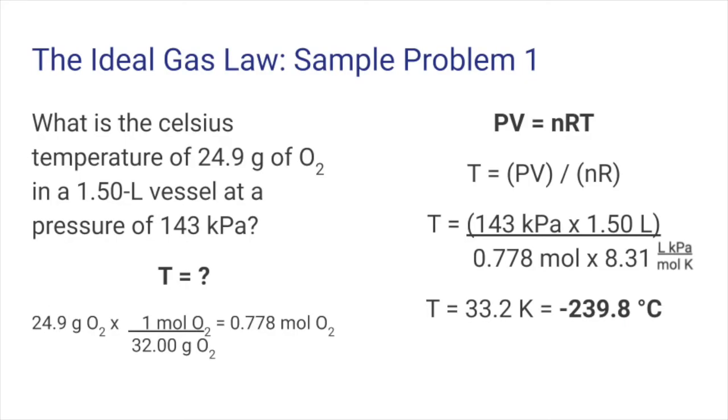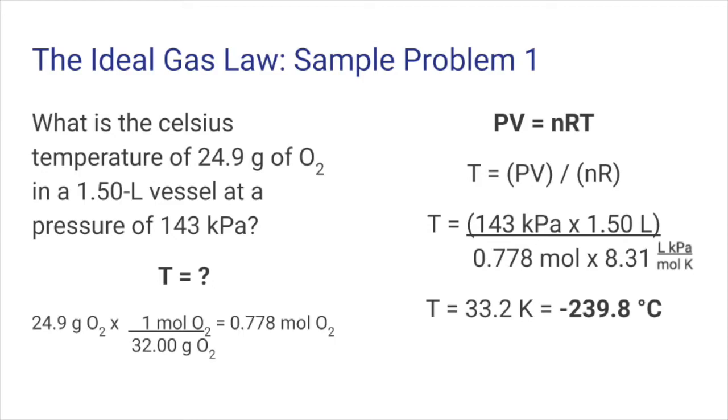To solve this problem, we're going to need to find T from PV equals nRT. We've got V in liters, so that's good to go. We've got pressure in kilopascals, so that's good to go as long as we use the correct R value of 8.31 liters kilopascals over mole Kelvin. But the oxygen gas is in grams, so we've got to use molar mass to convert the 24.9 grams of oxygen into 0.778 moles of oxygen.